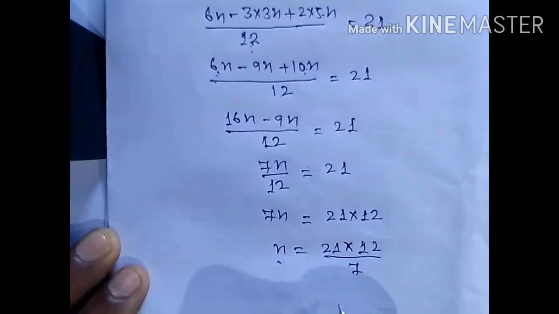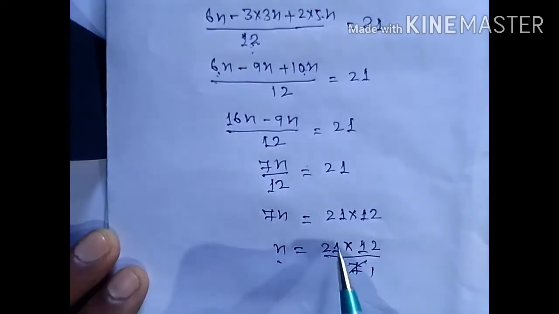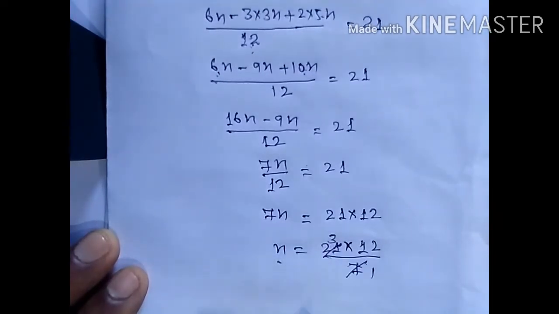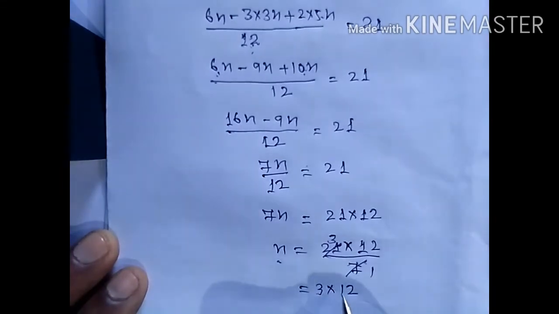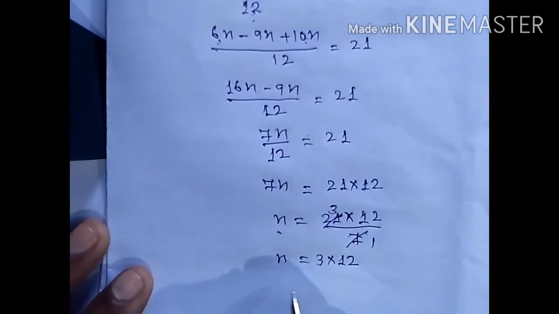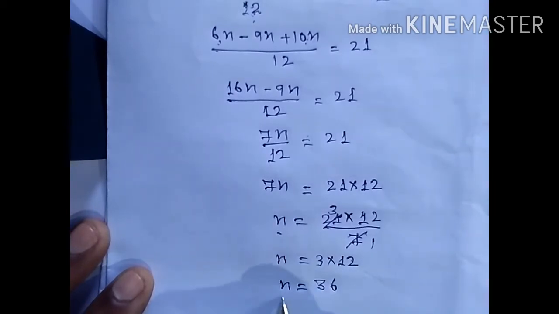So student, after dividing 21 by 7, 7 1s are 7, 7 3s are 21. So it will be 3 into 12. n is equal to 3 into 12. In the next step, n is equal to 12 3s are 36. This is the value of n, student, or this is the solution of question number 2.